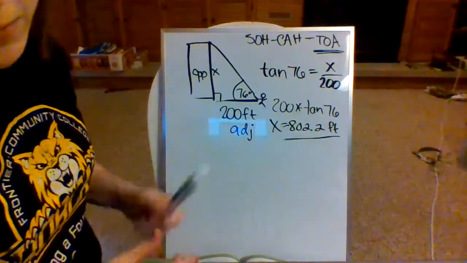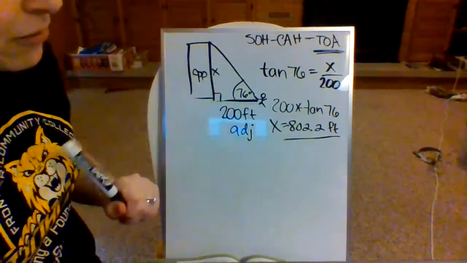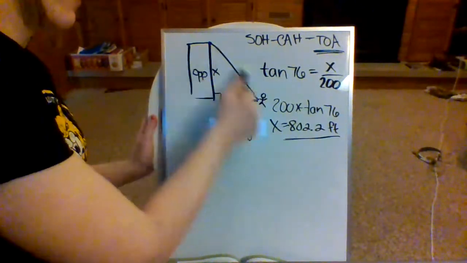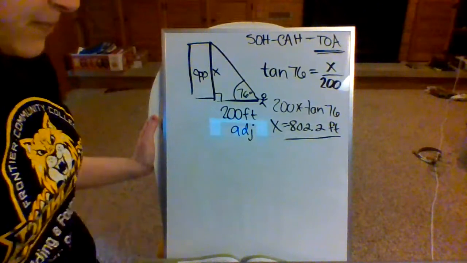Okay, so with word problems, most of the time it'll be like, how tall is the building? Or how far did they walk from the building? Something like that. So you'll have to draw yourself a picture to solve for the missing part. Okay?